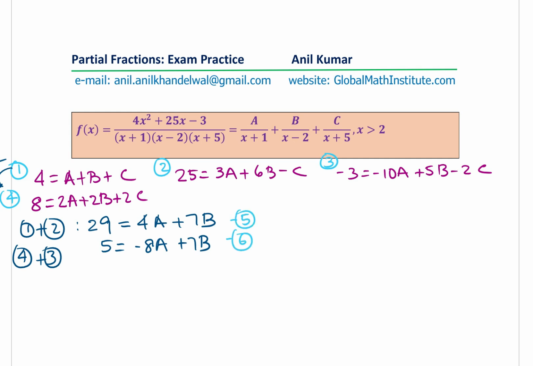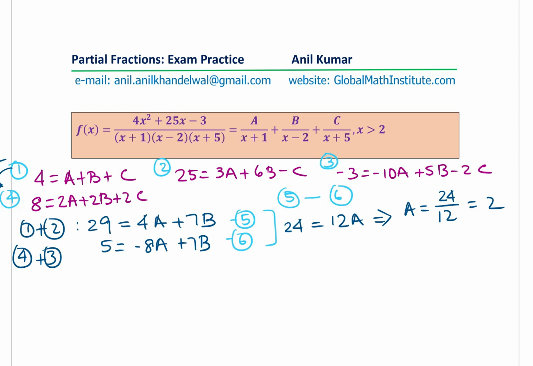Now we can do equation 5 minus equation 6. Correct. And then what do we get? So when you take away, you get 24 here equals to 12a. And that gives you the value of a as equal to 24 over 12, which is 2. Correct? So we got the value of a.